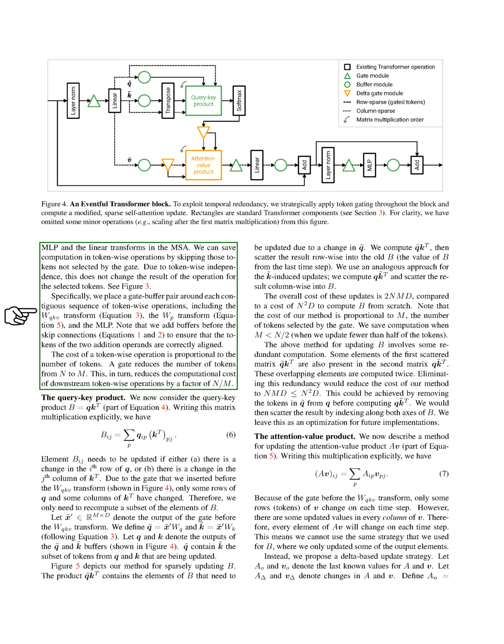The computational cost of an operation that is performed on each token is proportional to the number of tokens. A gate reduces the number of tokens from n to m, which in turn reduces the computational cost of downstream operations that are performed on each token by a factor of n/m.